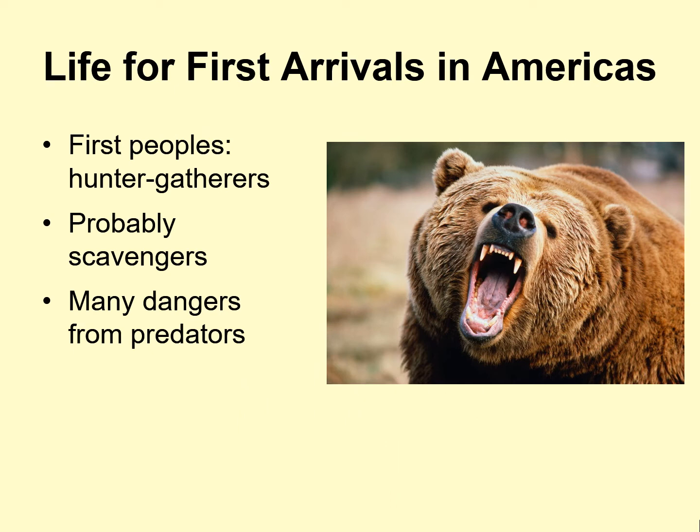Life for the first arrivals in the Americas was challenging, to say the least. The first peoples in the Americas were hunter-gatherers who obtained food by foraging, such as collecting wild plants and following herds of wild animals. The earliest humans in the Americas may also have been primarily scavengers who survived by eating animals that had died naturally. There were also great dangers from predators such as bears, wolves, and saber-toothed tigers.